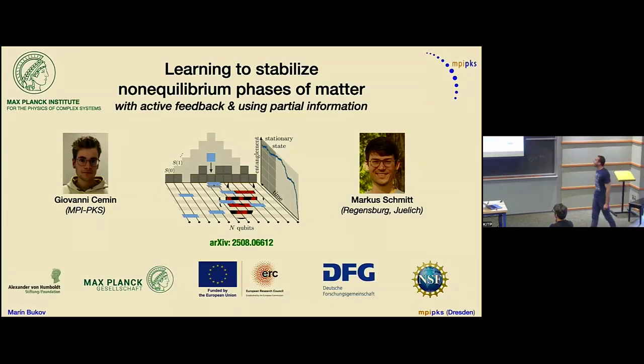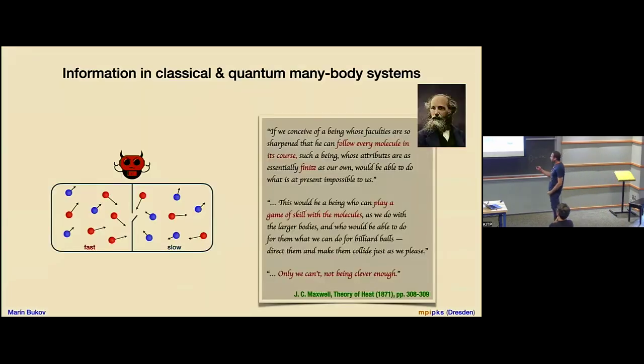So the motivation for our work goes back to the year 1871, when Maxwell conceived of a being whose faculties are so sharpened that he can follow every molecule in its course. This would be a being who can play a game of skill with the molecules, as we do with larger bodies, such as billiard balls, that is to say, direct them and make them collide just as we please. And Maxwell pointed out that only we can't, we're not smart enough to create such a being.